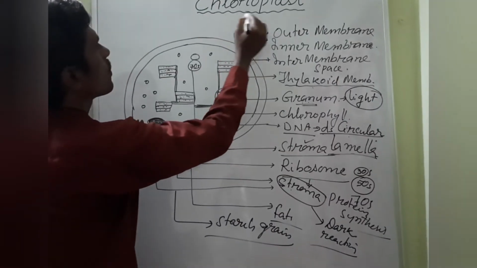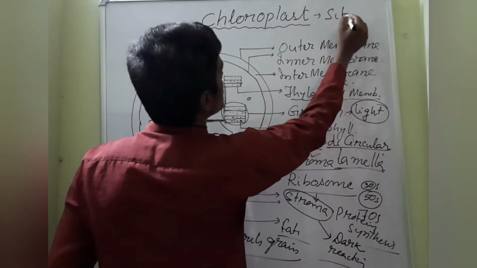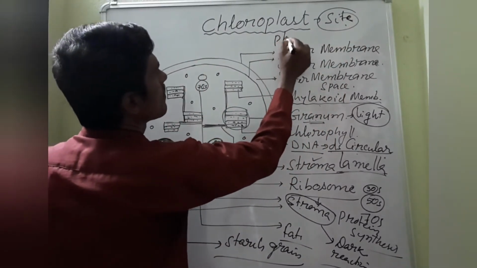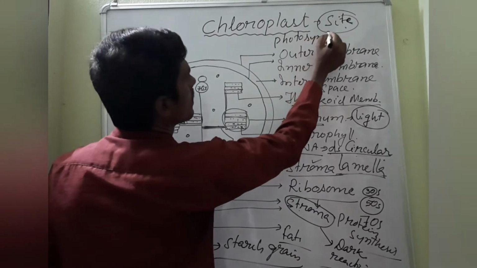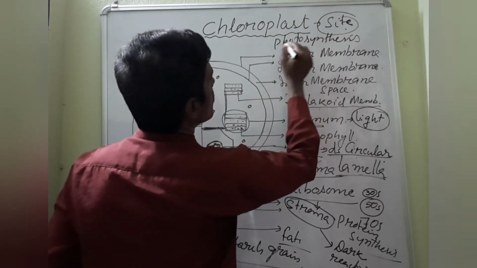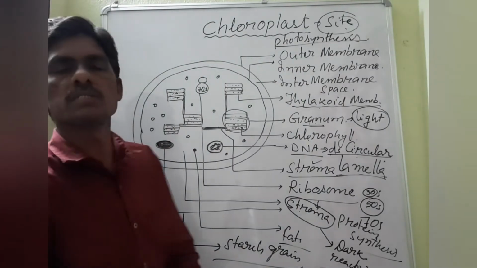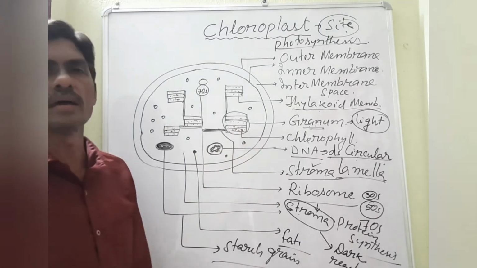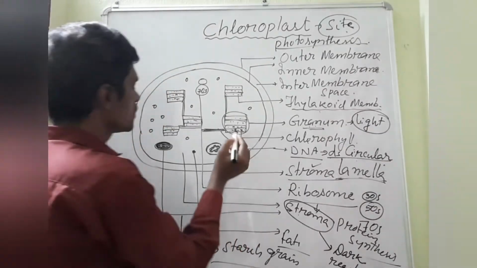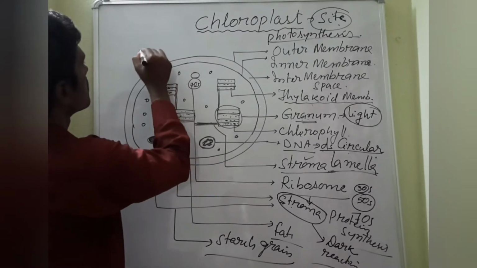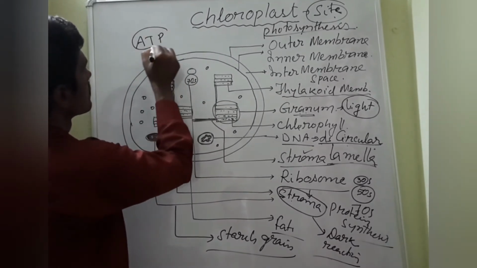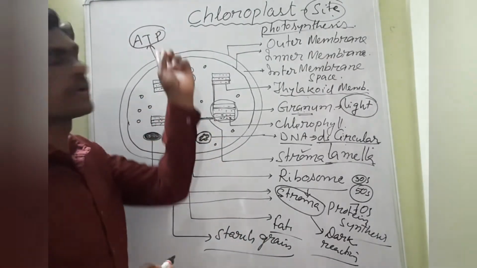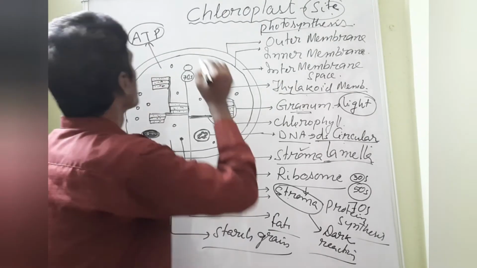What is the main function of the chloroplast? It is the site, site means place, so it is the site of photosynthesis. In this chloroplast, they also release some energy. Which type of energy do they produce? They produce ATP energy.